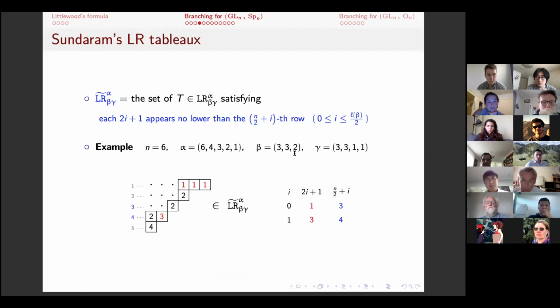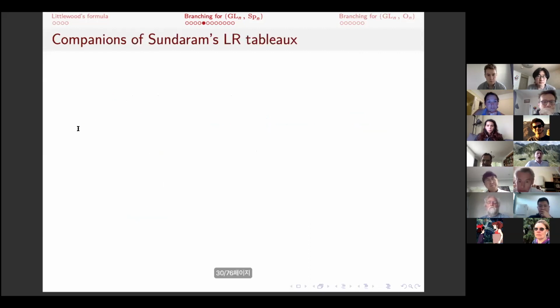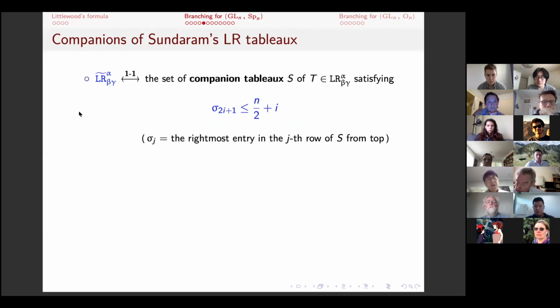For example, under this setting, we consider this error tableau. Then the odd letters 1 and 3 appear no lower than the third and fourth row of this tableau. So this tableau satisfies this condition. Let us consider the corresponding condition on companions. By identifying error tableaux with their companions, we regard this E-tilde(alpha, beta, gamma) as the set of companions satisfying that the rightmost entry in the (2i+1)-th row is always less than or equal to n/2 + i.